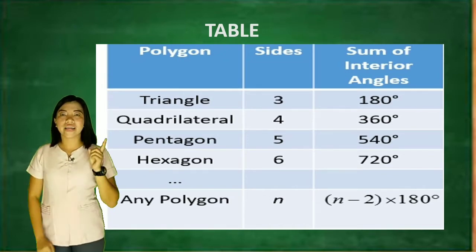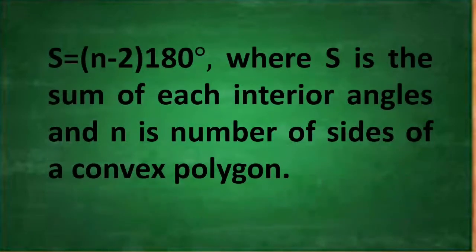You are correct. The formula is S is equal to the quantity n minus 2 times 180 degrees, where S is the sum of its interior angles and n is number of sides of a convex polygon.